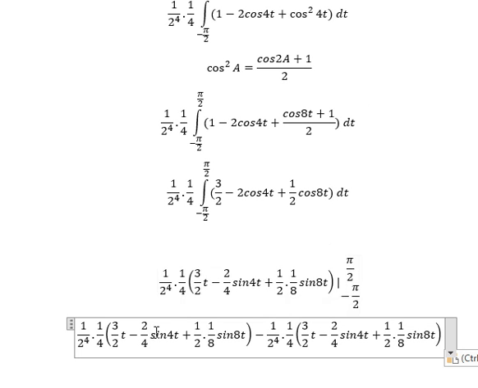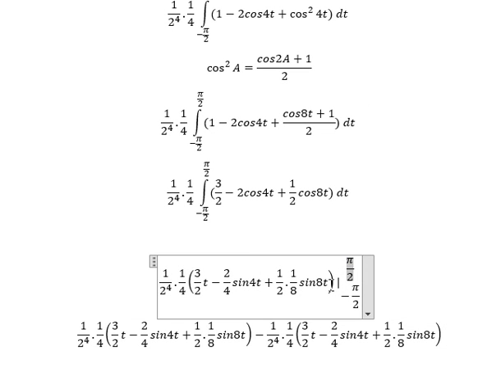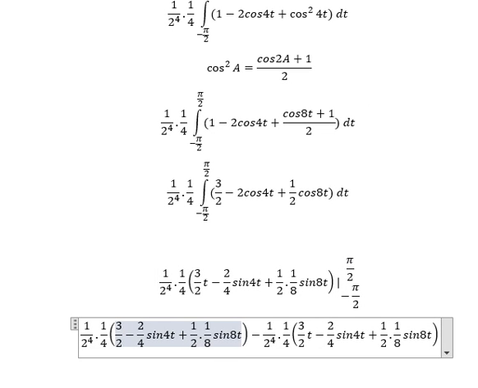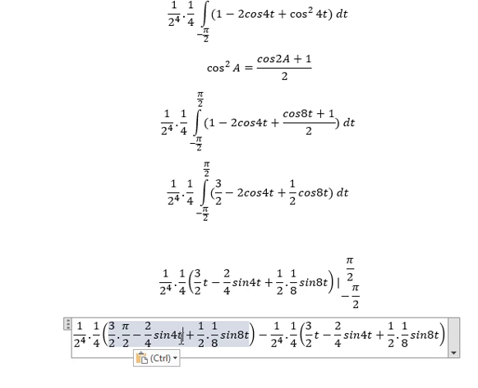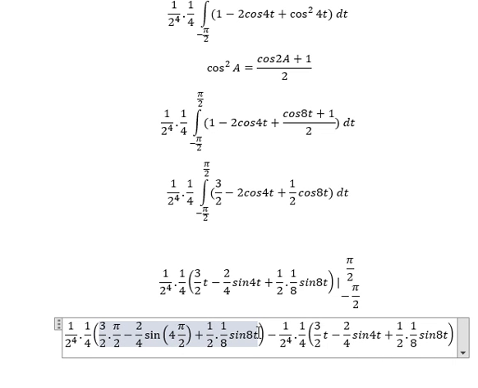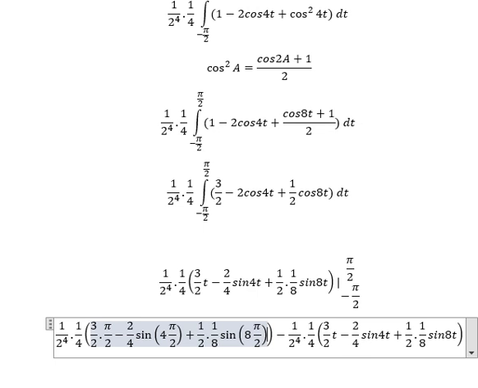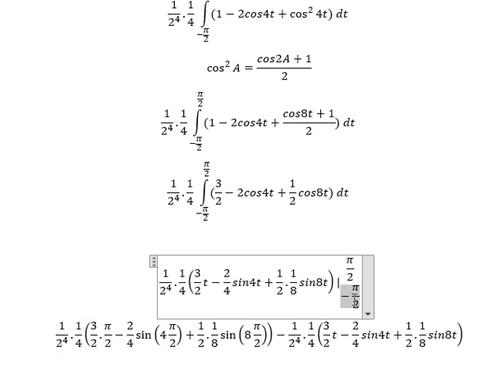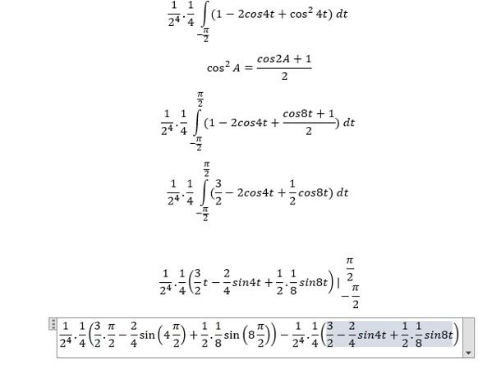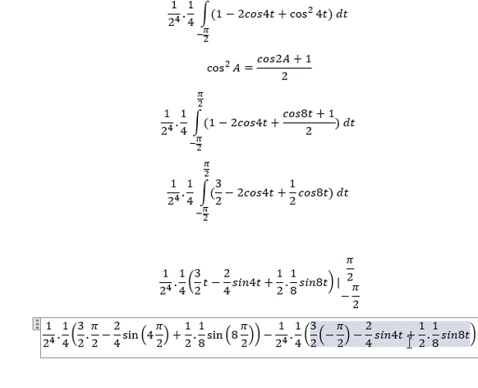So we put pi over 2 going here. And this one. And this one. Negative pi over 2 go in here. And here.